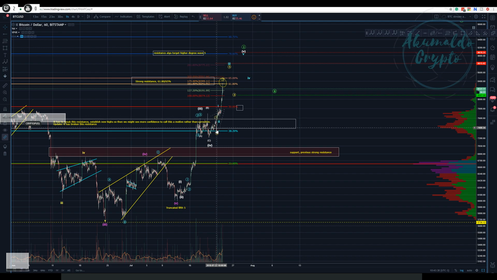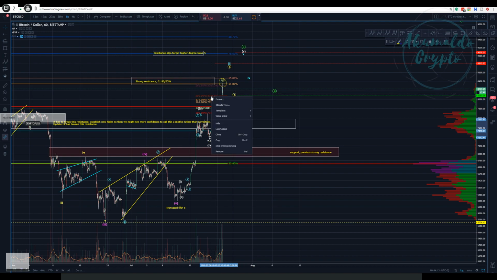Then we have a 1, 2, 1, 2 again inside of wave, this final wave 5. Okay, so then if we use the extension tool here, and this is the 1, 2, 1, 2. Here we have that wave 3 has surpassed this 261.8. This is a really extended wave 3. Okay, it's okay. It's not a problem at all.